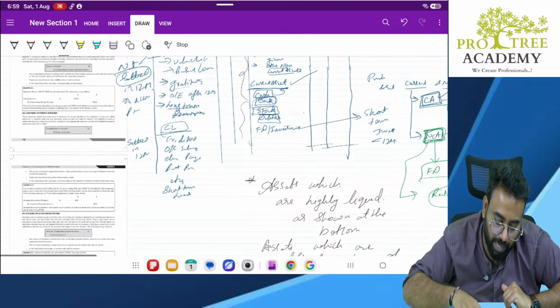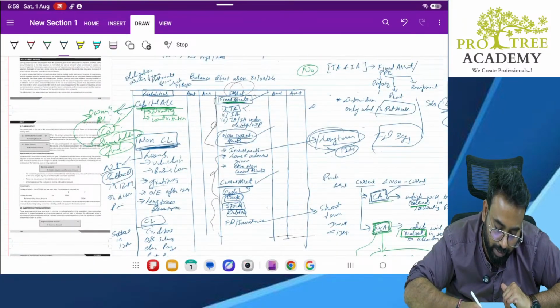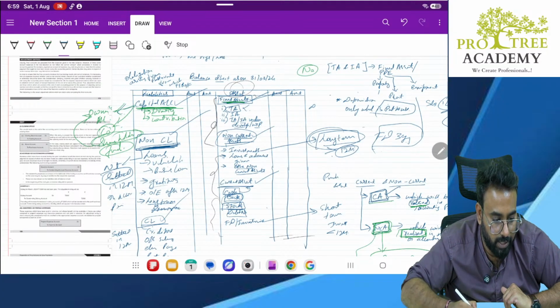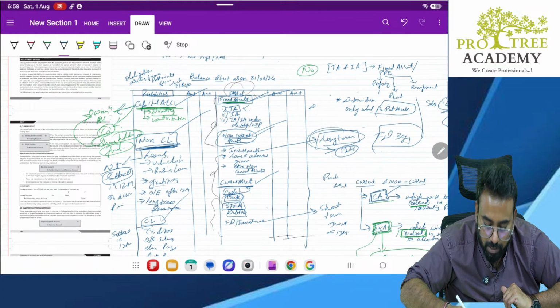Okay. So this is your balance sheet. So here capital, non-current liability, current liability. Here fixed assets, non-current assets, current assets.